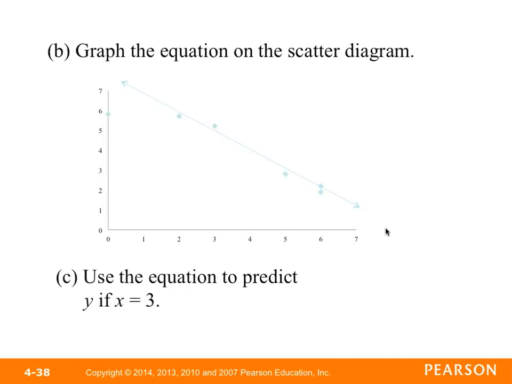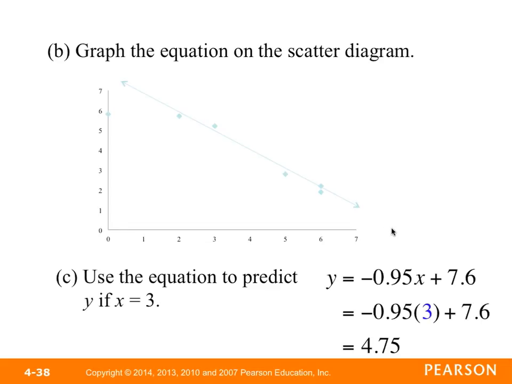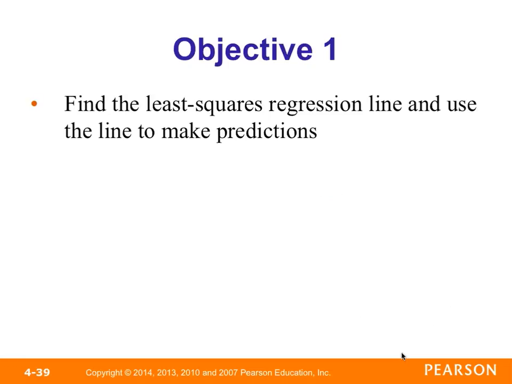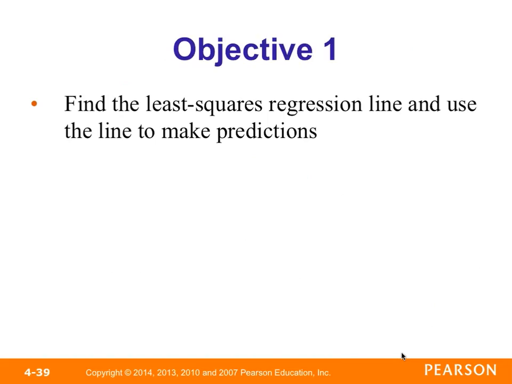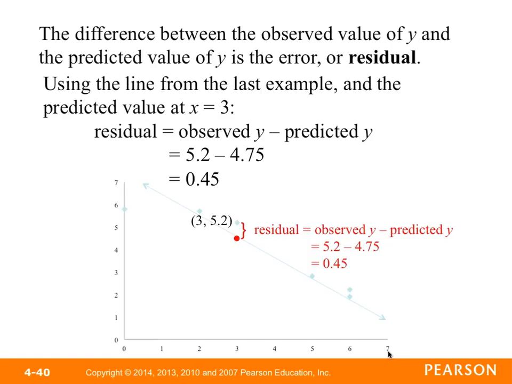So if we want to use our equation to predict y if x is 3, all we have to do is just take x equals 3 and plug that into our equation. So we let x equal 3, plug it in, and we get 4.75 as our prediction. So that can be useful, but depending on which points we picked, we could have ended up with a lot of different lines. We could have picked any of these pairs. So what we want to do is come up with a more sophisticated way of creating a line that makes the best predictions possible. So we want to actually find something called the least squares regression line, and then we're going to use that line in order to make hopefully pretty good predictions.